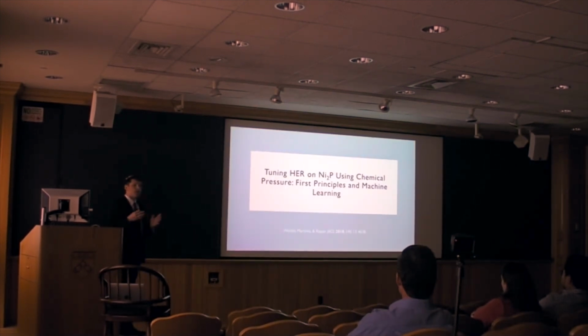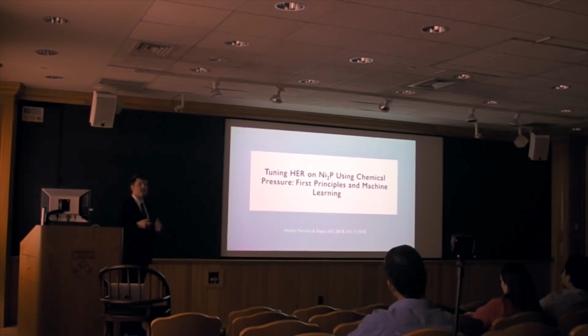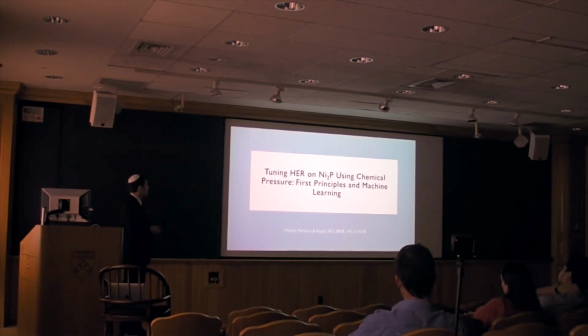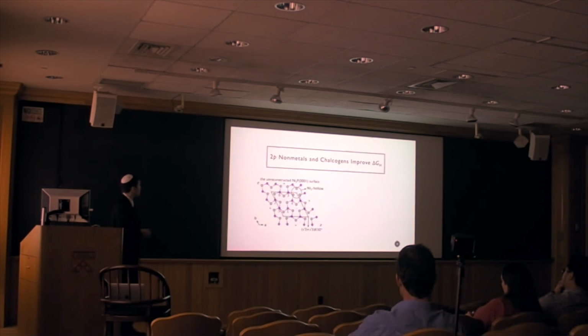Okay, so now that we understand what are the stable reconstructions of the surface in aqueous solution, and we've mapped that to where they fall on the volcano when it comes to the hydrogen evolving activity, we want to try to find a way to increase the activity of nickel 2P. And we found a way by doping with nonmetals, and found that these apply chemical pressure. And I'll describe that now. And we use both first principles and machine learning to elucidate this effect. So this was published last year in JACS.